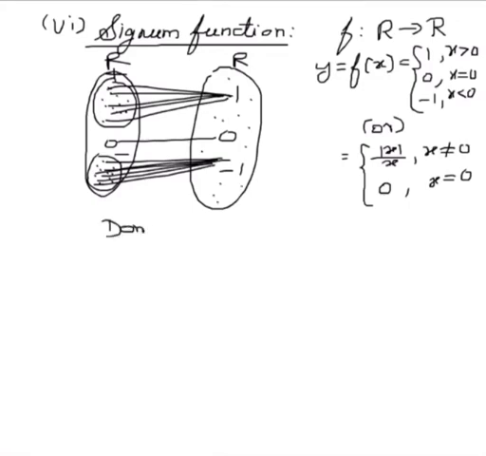If you see the domain of this function, x can take any value, so R is the domain. And think about the range. Range has only 3 answers. It can take minus 1, 0 or 1. Only 3 elements are there in the range. Codomain is R, but range has only 3 elements, minus 1, 0 and 1.